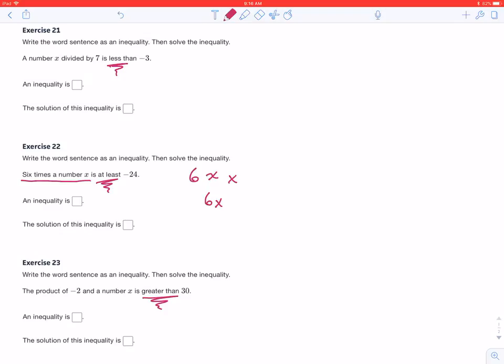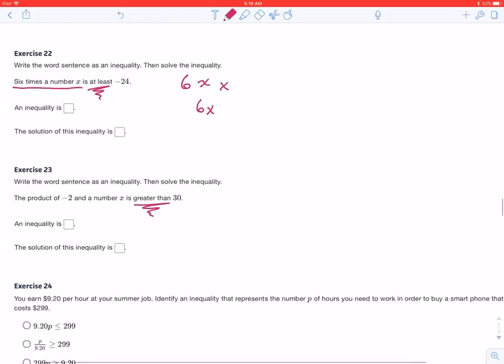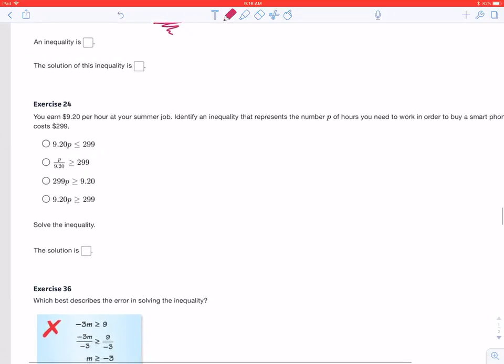I don't really have too much advice for you on this one. Just make sure that if you are multiplying or dividing by a negative number, you are going to be flipping the comparison symbol, which is really important. But let's go ahead and move on to number 24 and 36.